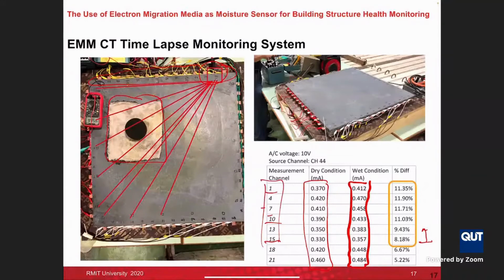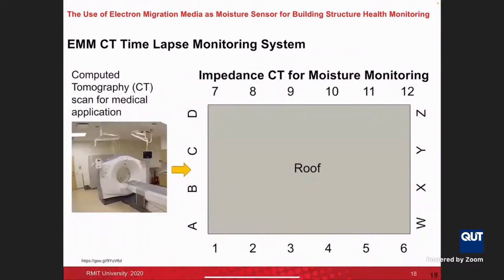but how to locate the position of the moisture? There's another point we have to solve. So we borrowed some techniques from medical use. I believe some of us may have had a CT scan for our body, as shown in the picture on the left-hand side. So it's similar to a CT scan.